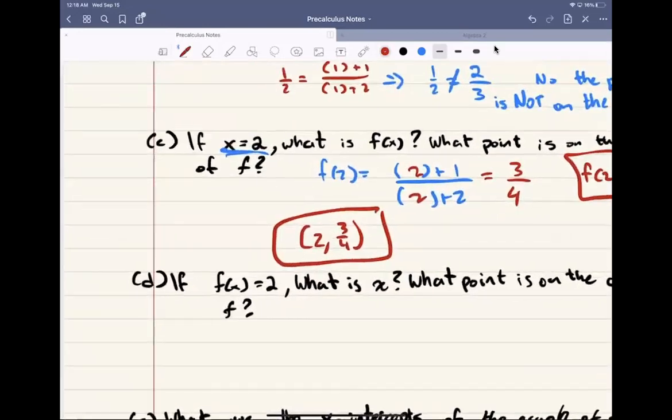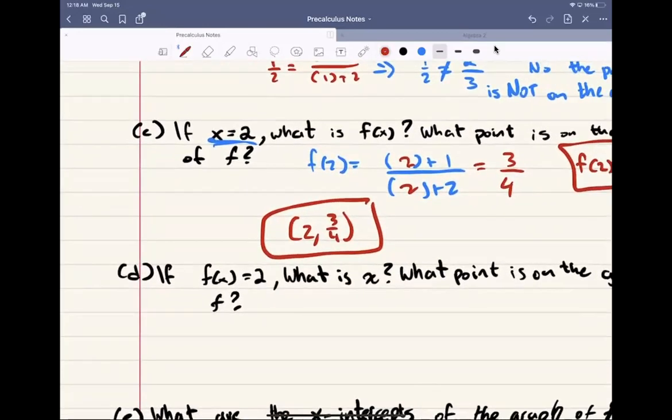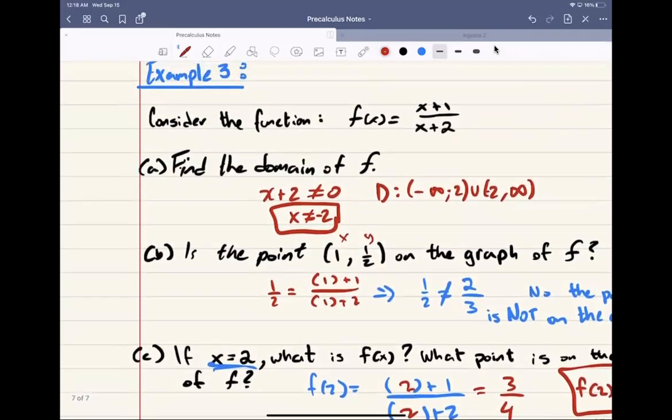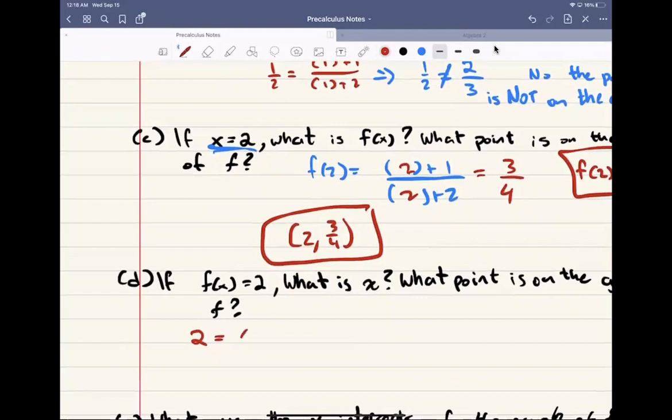If you ever get f of x is equal to a number, you're going to be doing the opposite. You're going to be letting the f of x part equal 2. So you're going to write 2 is equal to our f of x, right? So our f of x is (x plus 1) over (x plus 2). So now you're going to write (x plus 1) over (x plus 2), and now we've got to solve for x.